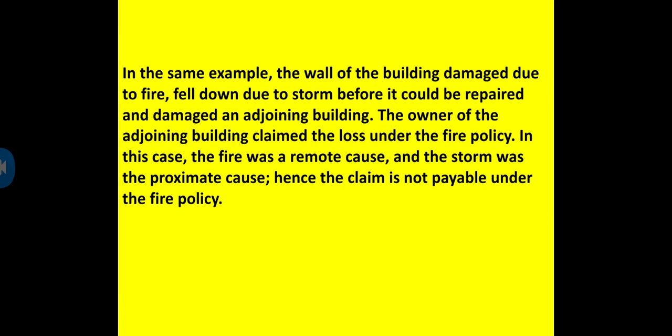In the same example, the wall of the building damaged due to fire fell down due to a storm before it could be repaired and damaged an adjoining building. The owner of the adjoining building claimed the loss under the fire policy. In this case, the fire was the remote cause and the storm was the proximate cause. Hence, the claim is not payable under the fire policy.